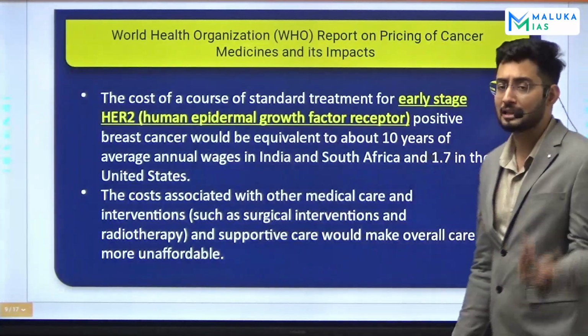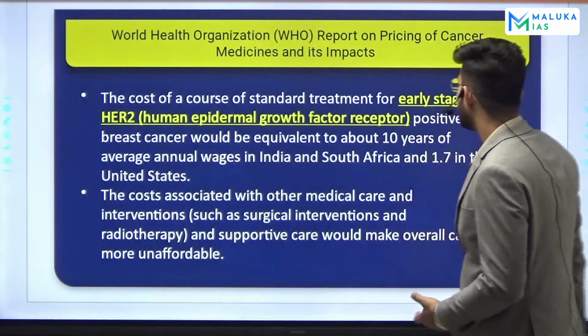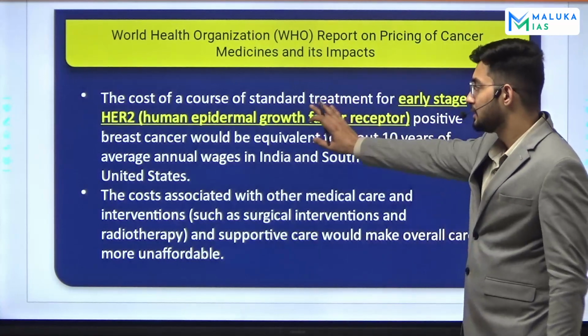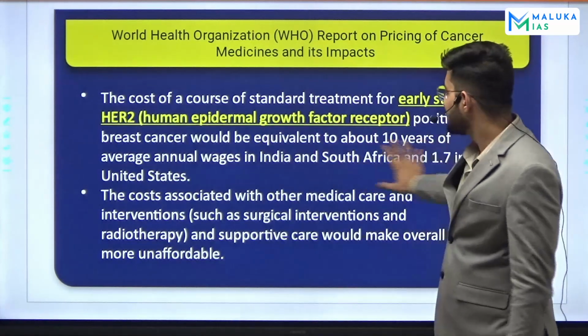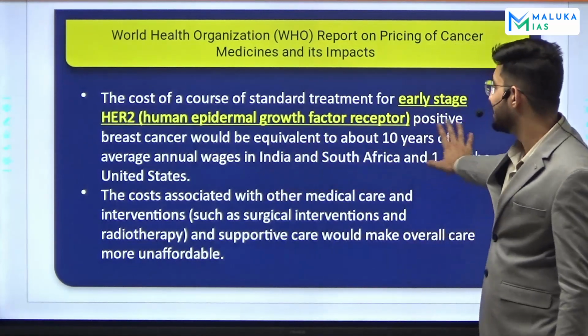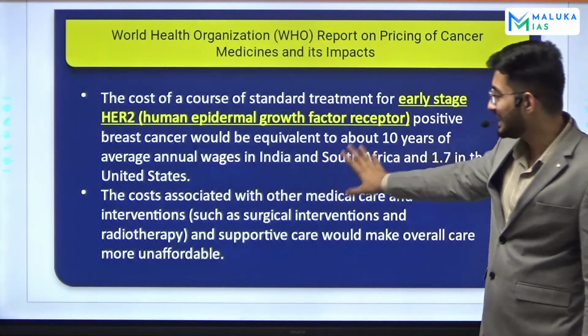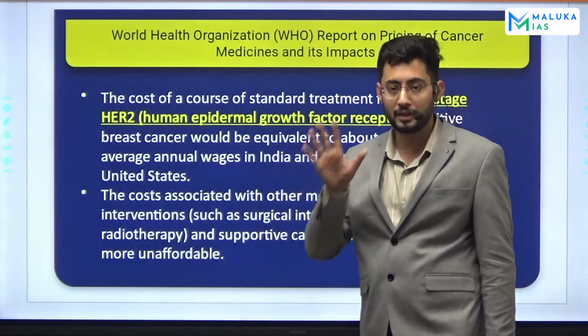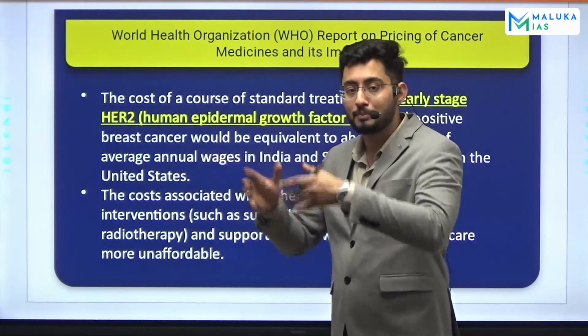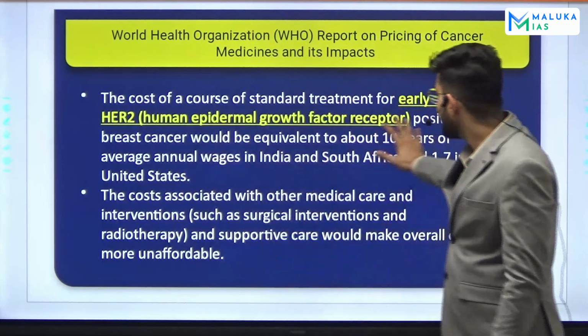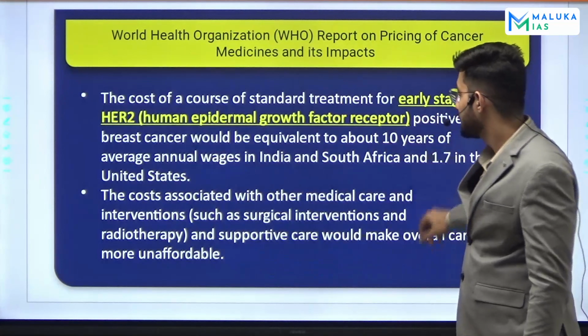What does the World Health Organization say about the pricing of cancer medicines? The cost of a course of standard treatment for early stage HER2-positive breast cancer would be equivalent to around 10 years of average annual wages in India. 10 years of income you would have to put in to get your breast cancer treated, and that too at an early stage, right?